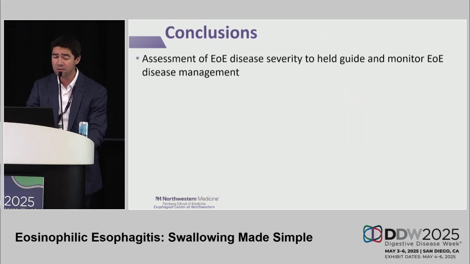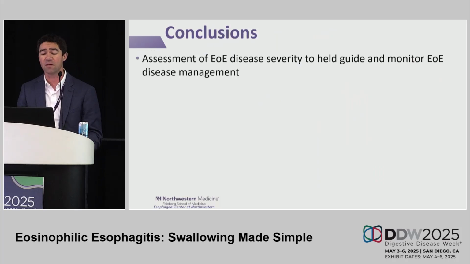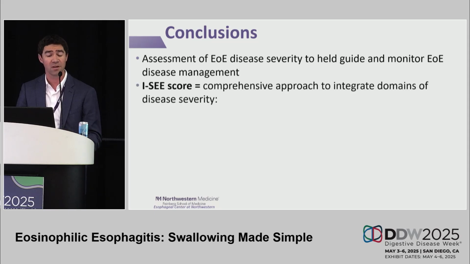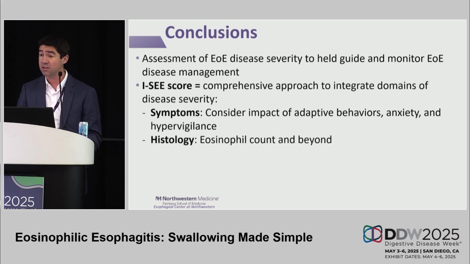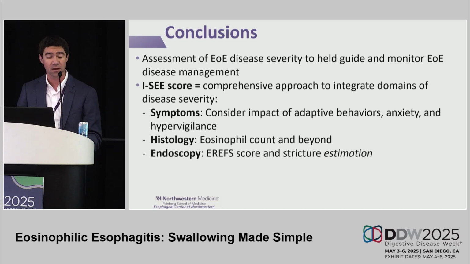So in conclusion, talk about assessing the severity of EOE, really using this to help guide and monitor EOE disease management. The IC score is a very nice comprehensive approach to integrate these multiple domains of disease severity. When it comes to symptoms, though, we do need to consider the impact of adaptive behaviors and also anxiety and hypervigilance. When it comes to histology, it's probably more beyond the eosinophil count, and I think we'll work to see that used hopefully more and more in clinical and research practice.